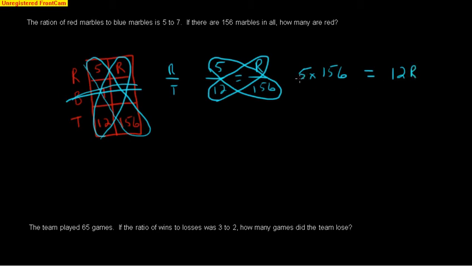Let's try to do this mentally here. 5 times 100 would be 500. 5 times 50 would be 250. So 500 plus 250 is 750. Plus what's left, 5 times 6 is 30. So 750 plus 30 is 780. Equals 12R. The benefits of the distributive property.